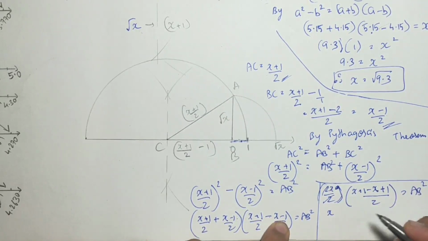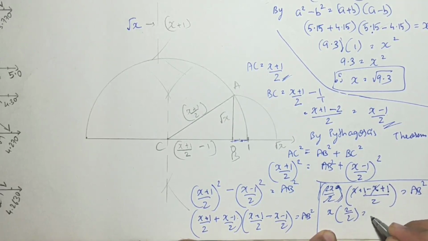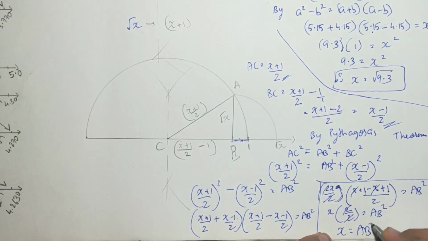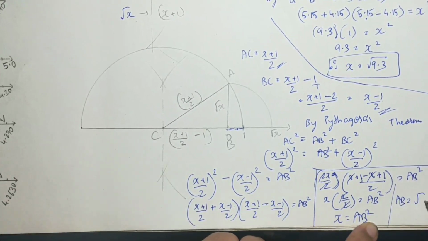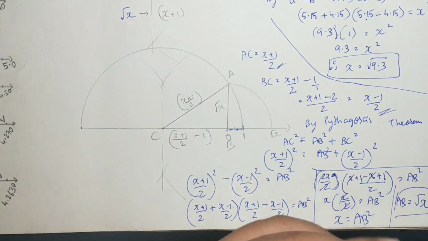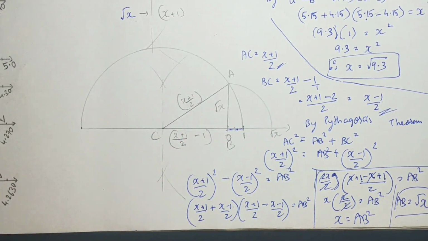Here 2 will get cancelled, only x will remain. This will be x, 1 plus 1, that is 2 by 2 equals AB square. This 2 will get cancelled, so x equals AB square. As x is equal to AB square, so what will be AB? AB will be equal to root of x. So in general form also we understood, no matter what number is given, this length will always come out to be root of that number which the question has asked, if you follow the correct protocol, the correct step, the correct method.